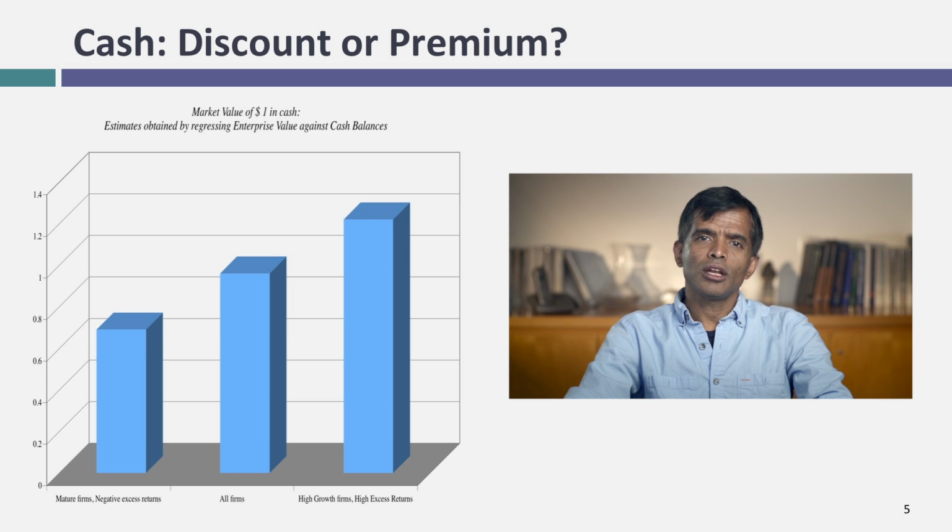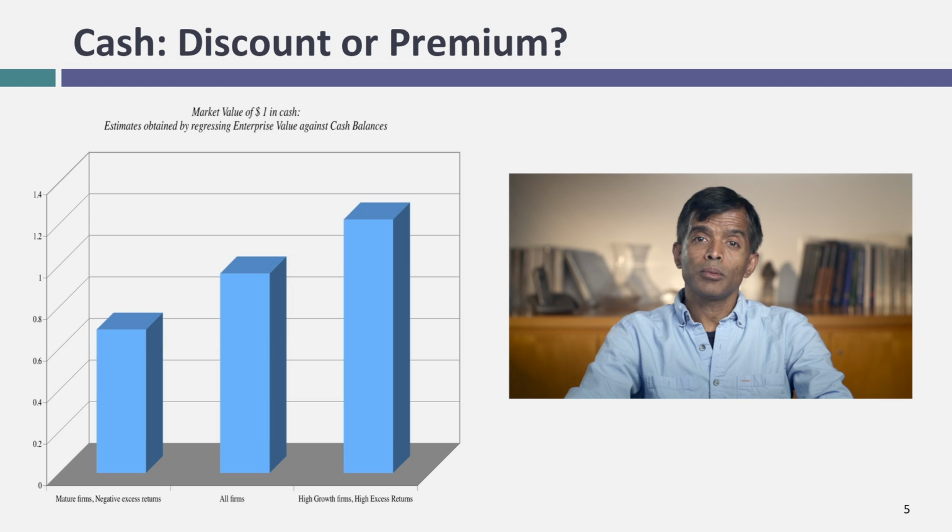This is from a study that looked at how much markets value a dollar in cash in the hands of a company. This was done across thousands of US companies. And across the thousands, here's the good news. A dollar in cash is valued at about $1. That's the middle bar in that graph. But then when the study looked at mature companies that earned less than their cost of capital, companies like Company B, they found a dollar in cash is valued at 69 cents. That's an astonishing discount.